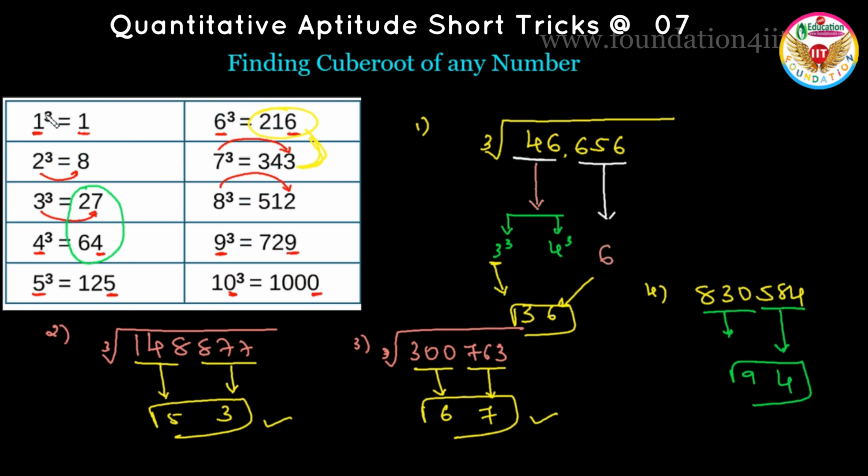This is a pattern you can apply mostly to find the cube root of any number, if it's a perfect cube. Only remember this set, 1 cube to 10 cube, and what is the answer. Based on that you can find the answers exactly.